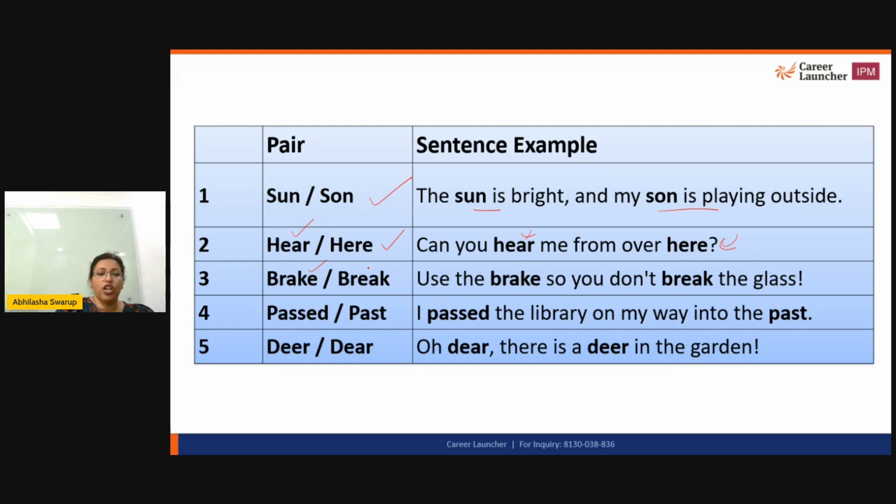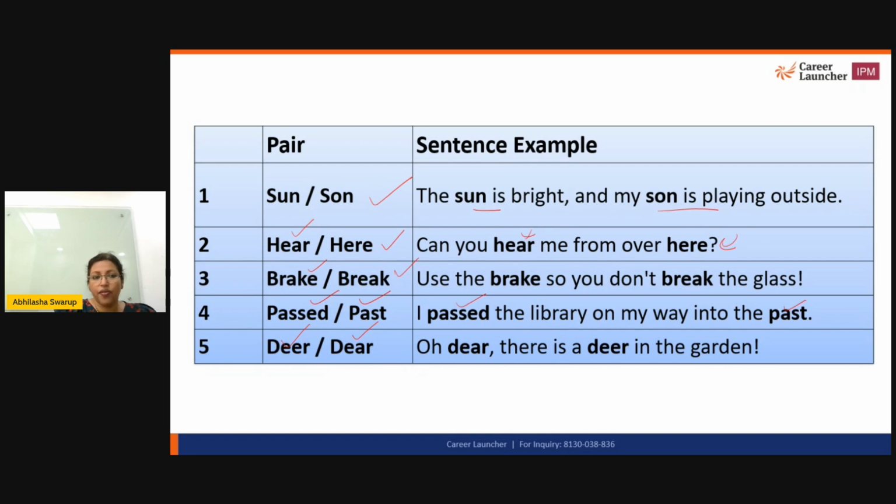Brake and break. The first brake is the car brake, something that stops a motor from running. The second break is to shatter, don't break the glass. It could also be take a break. Past and passed. Passed means to move ahead of something, or pass by something, to cross something. Past, of course, is history. Deer and dear. The first deer is the animal, the second dear is someone near to you or close to you. So those are some very beautiful homophones.